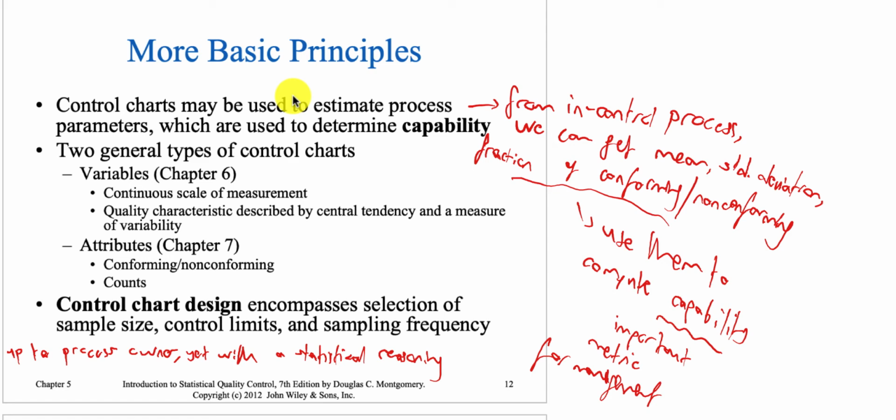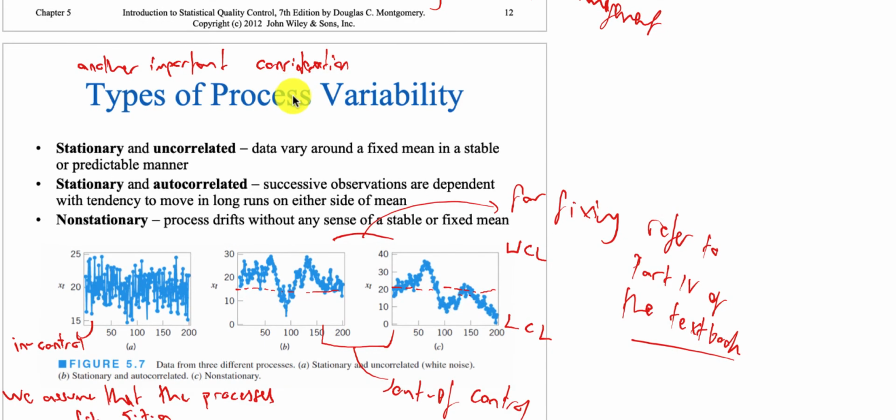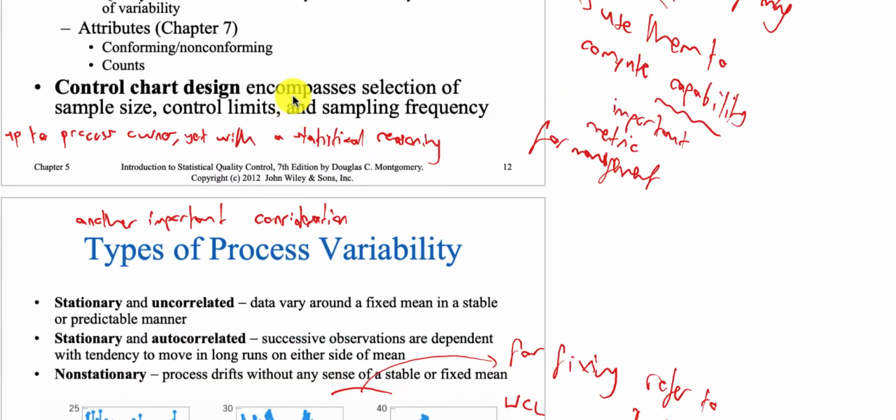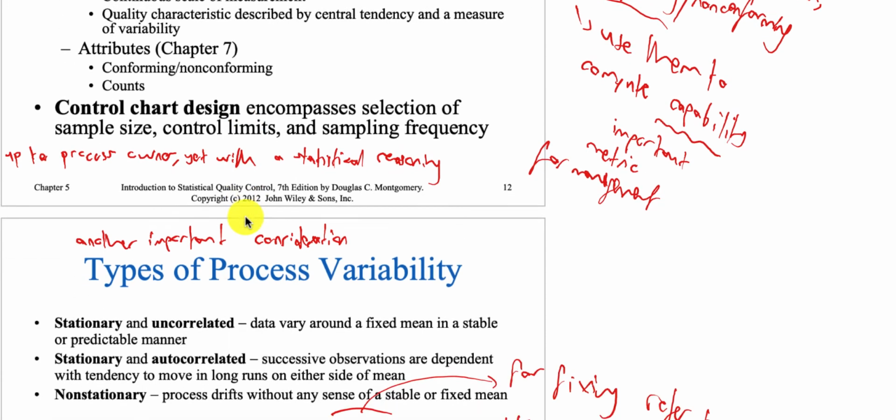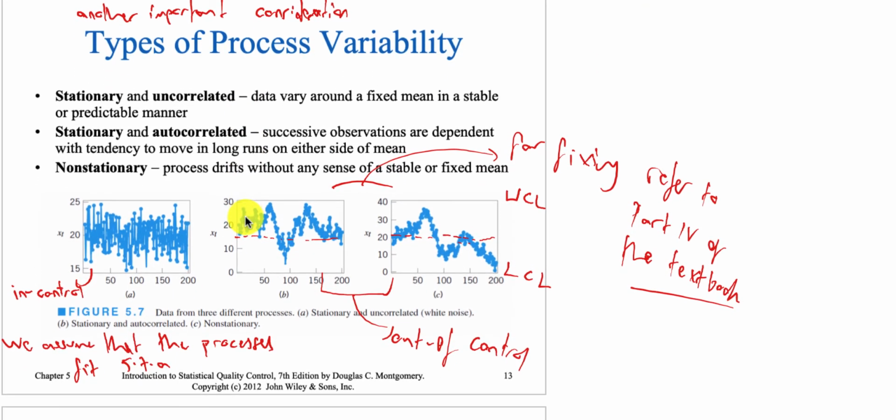Also, for control chart design, the selection of the sample sizes, the control limits, and the sampling frequency is another important part. It is up to the owner of the process, up to the quality engineers. So you need to determine the sample sizes, the control limits, and the sampling frequency, and there are some trade-offs between them. We don't see it here, but maybe in the next class we are going to discuss it.